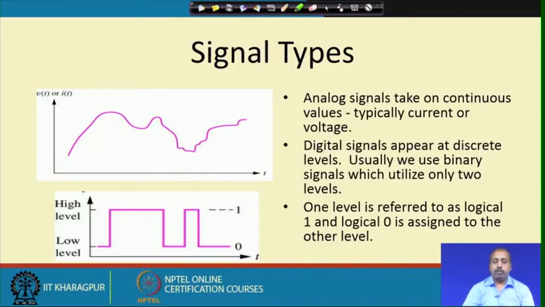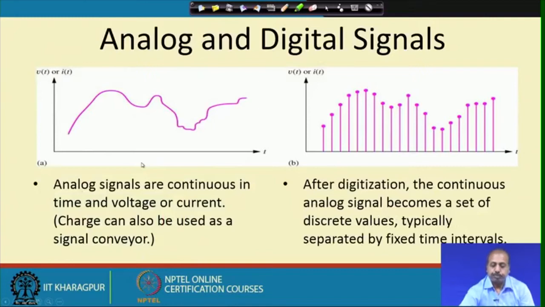Of course, it is not mandatory that the high level should be 1 and the low level should be 0. Somebody may say that my high level is 0 and the low level is 1, that is very much possible. But what is required is that there are 2 distinct levels, one of them called logic 0 and the other called logic 1. So, digital signals are going to be discrete in terms of level. It is not a continuous function like that.